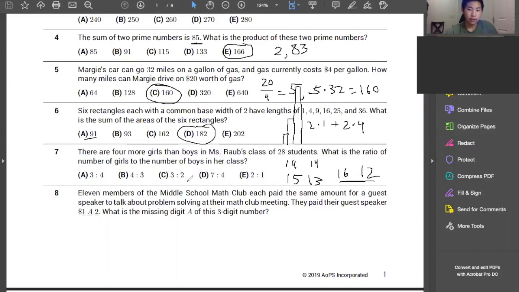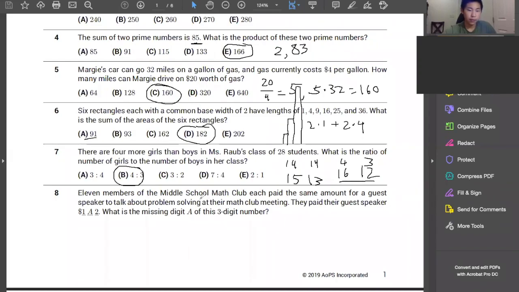So now to find the ratio, it's just 16 divided by 12. And if you take out a common factor of 4, we get 4 to 3, right? This is 4 times 4. This is 4 times 3. So our answer is 4 to 3.